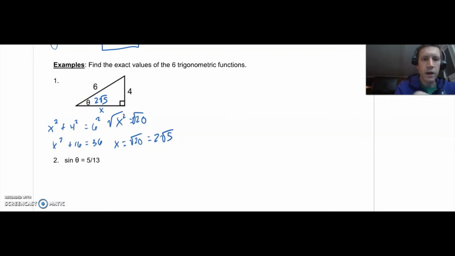All right, so sine, cosine, and tangent should be pretty straightforward. SOHCAHTOA. So I need to fill in. Here's my theta. So opposite, adjacent, and hypotenuse. Sine is opposite over hypotenuse. I'll reduce and get 2/3.